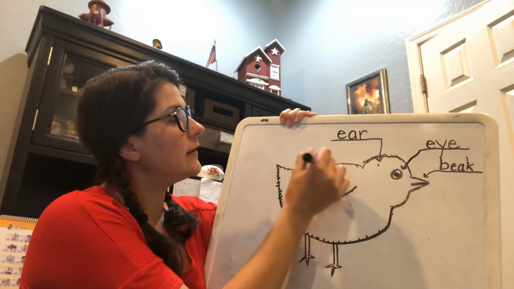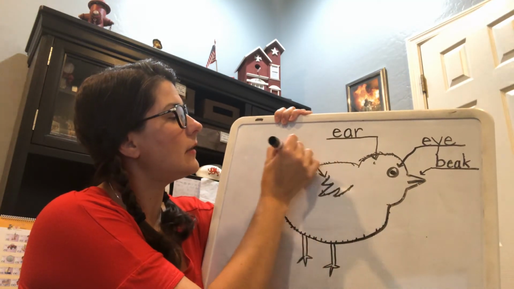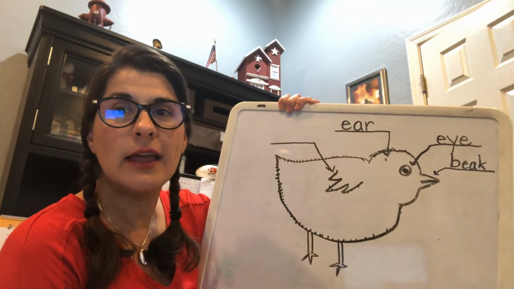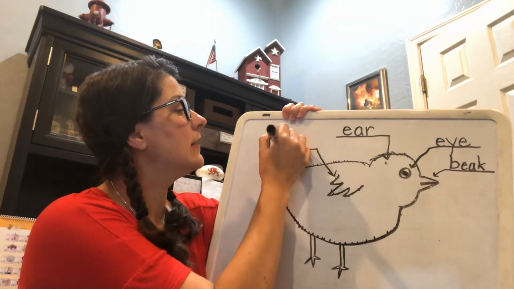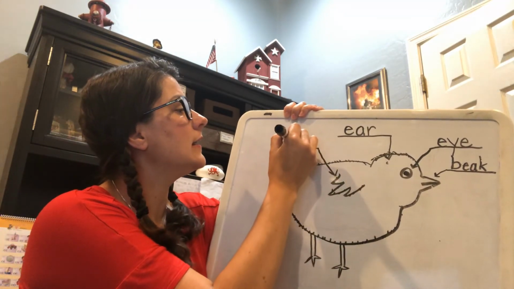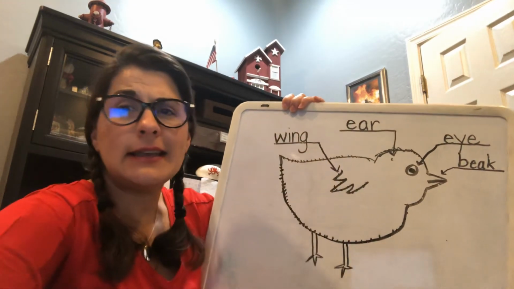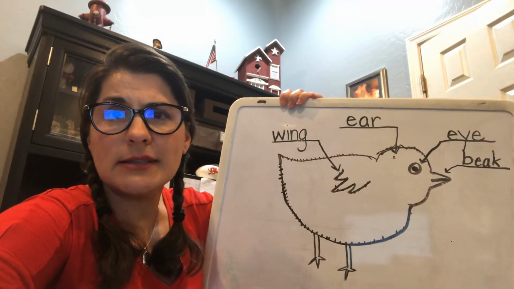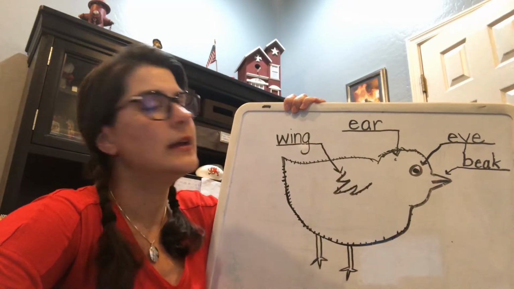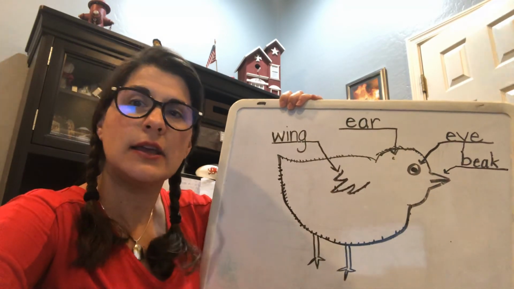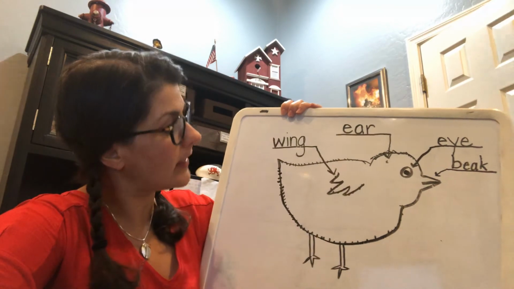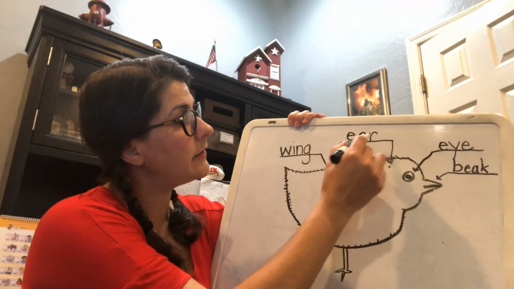This is a wing. Wing has the ing vowel team. W, ing. No silent E needed. That's got a glued sound. Did I say vowel team? Oh dear. Glued sound. Wing, ing.